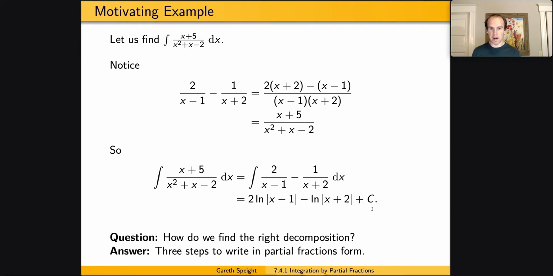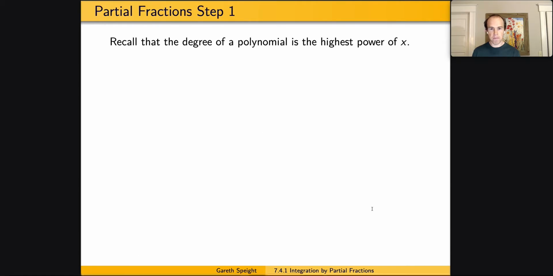So what do we have to do in case 1? As we said, how do we find the right decomposition? We need partial fractions form. So let's talk about step 1. What do we have to do first?